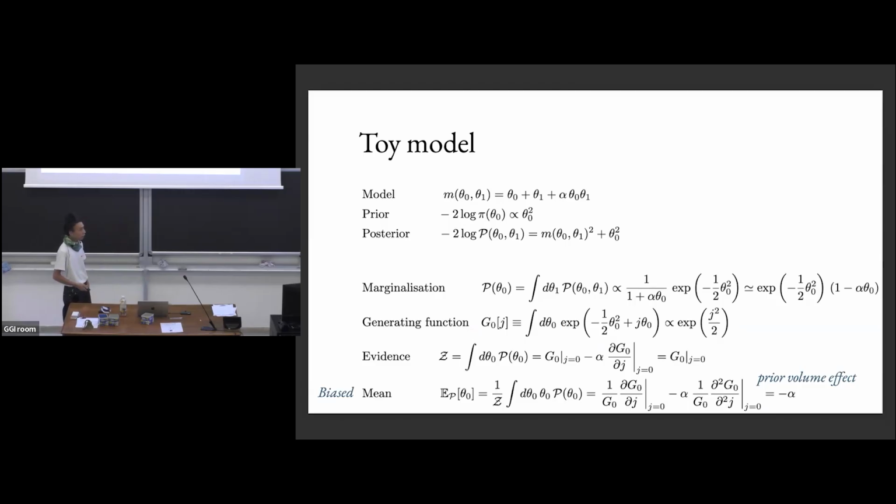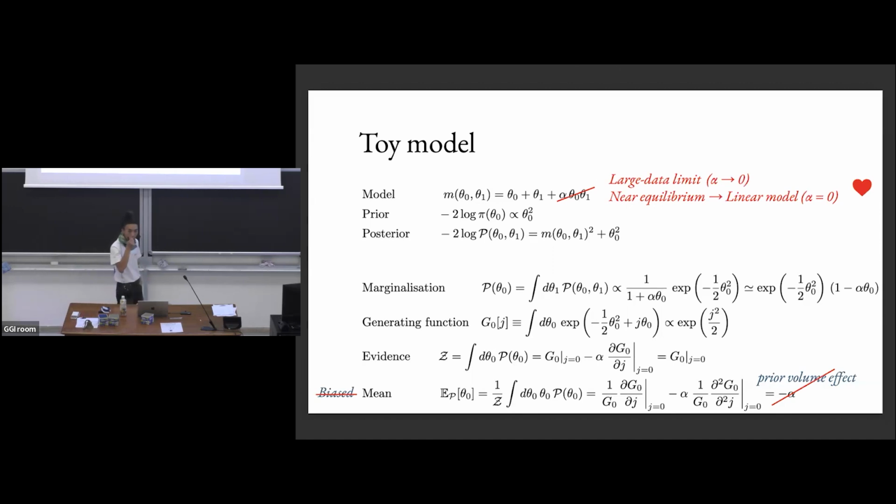So if alpha is 0, then the truth is recovered. And this happens essentially in two situations that we are often in, in physics. The first one is the large data limit. Essentially, this is the central limit theorem: when we have enough samples, distributions tend to Gaussians. This means that the Fisher information is dominating over the non-Gaussian tails, and in units of the Fisher, alpha goes to 0.